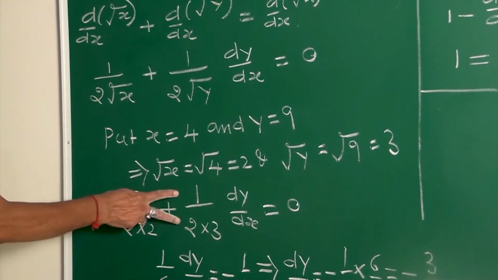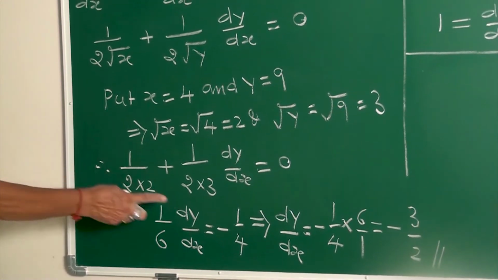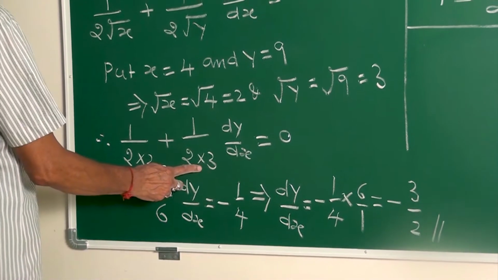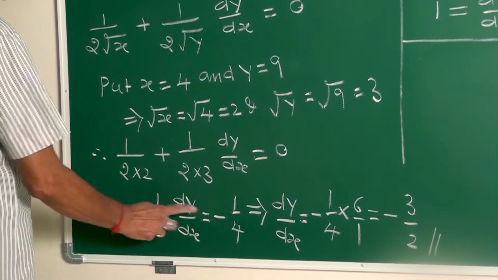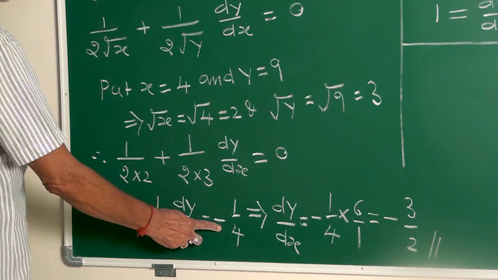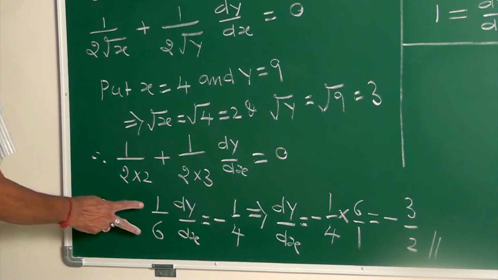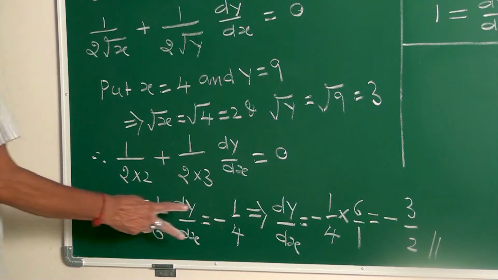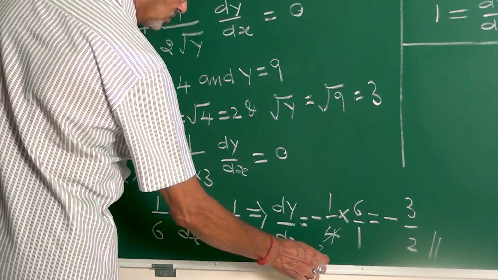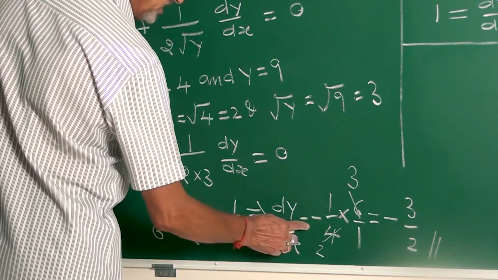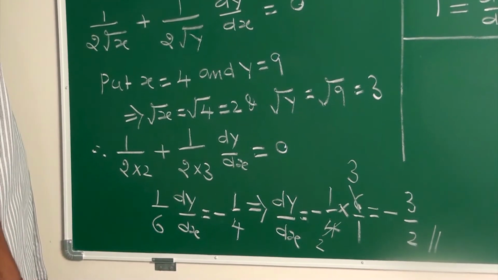This is 1 by 4, this is 1 by 6. 1 by 4 free, shift to the RHS. You are left with 1 by 6 into dy by dx equal to this plus shifted minus 1 by 4. Solve for dy by dx. Minus 1 by 4, taking 1 upon 6 that side, it becomes 6 by 1. Cancellation 2, cancellation 3. Now it is minus 3 by 2 is the answer.